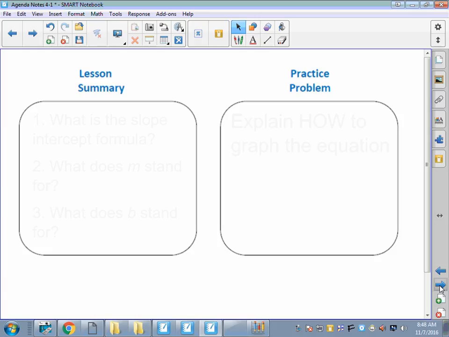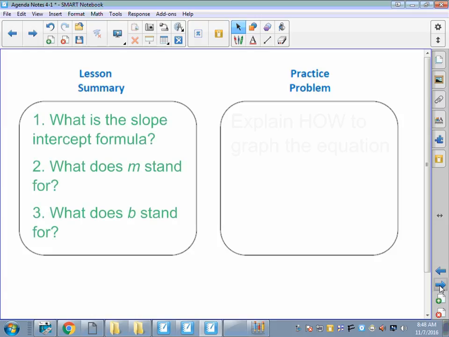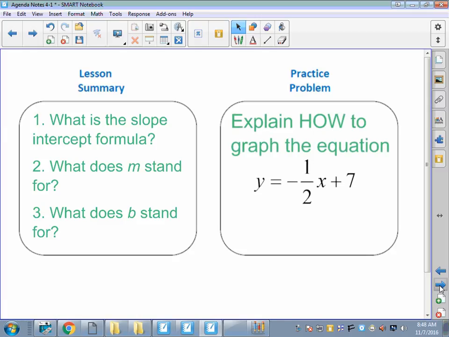All right, so here's what I've got for you. Number 1, what's the slope-intercept formula? What does m stand for? And what does b stand for? Everybody can fill that in. That shouldn't be too tricky. Here's your practice problem. It's not a graph, but it's explain how to graph. So where should you start or begin? How should you move from there? If you wanted to graph it, you could. But I want to know if somebody didn't know what they were doing right here, and I gave this equation, y equals -1/2 x plus 7, what would you tell them to do?